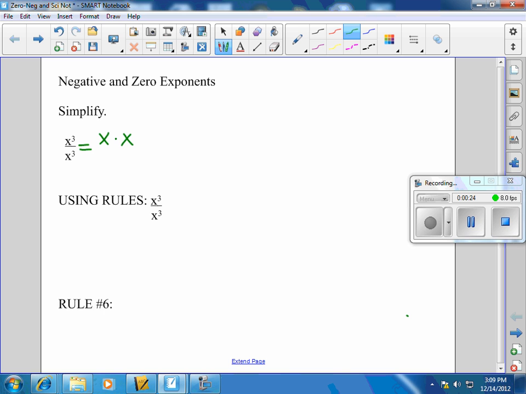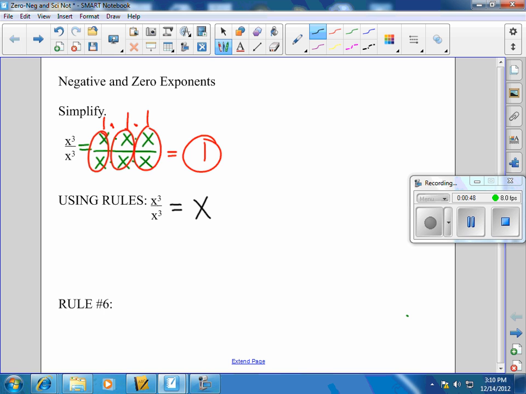X cubed means I have 3 x's on both the top and the bottom. And just like with the multiplication rules, this turns into 1 times 1 times 1. So we really just end up with 1. And we know that any number divided by itself always gives us 1. Nothing new. But now if we use our rules, when we have division, we need to take our exponents and subtract them. So we end up with x to the 0 power.